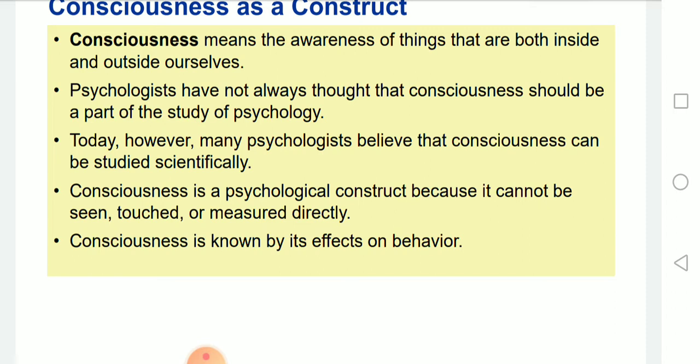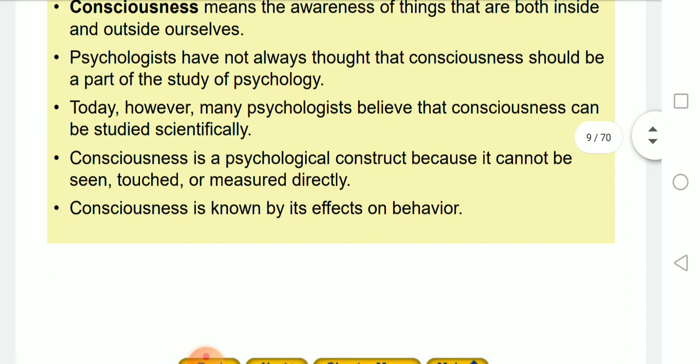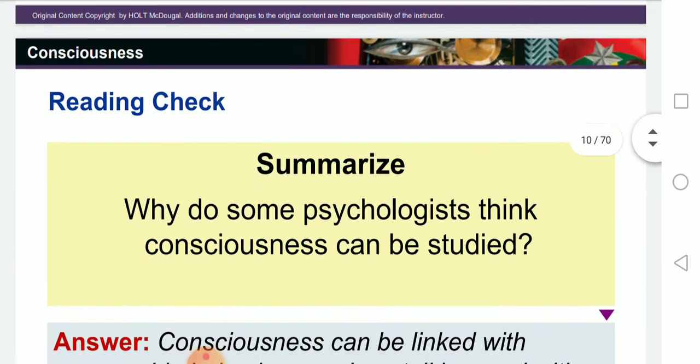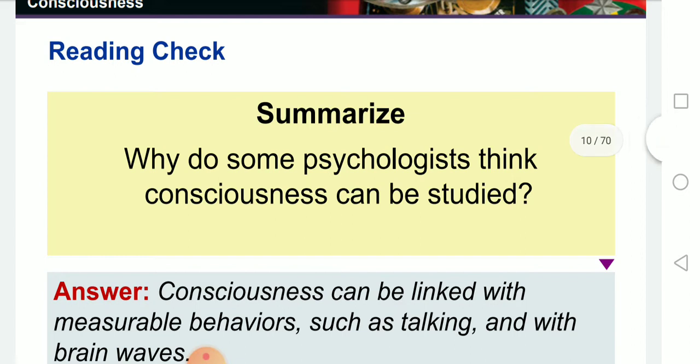So some other psychologists believe that consciousness can be studied scientifically. So we have here two kinds of psychologists. Consciousness is known by its effect on behavior. So how can we measure that? We can measure it here by the effects on behavior. So, why do some psychologists think consciousness can be studied?